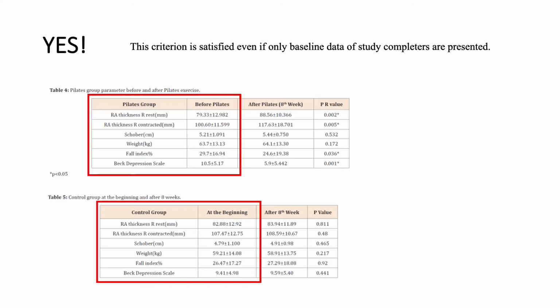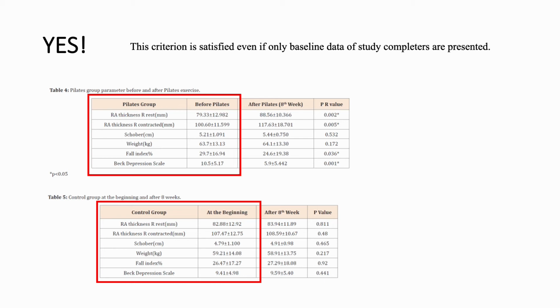The researchers did provide enough information to meet this criterion, and this criterion is satisfied even if only baseline data of study completers are present. So they did do this in Table 4 and Table 5. Those are the data for the study completers, and you can see that there are no p-values because the researchers did not do a between group comparison at baseline.